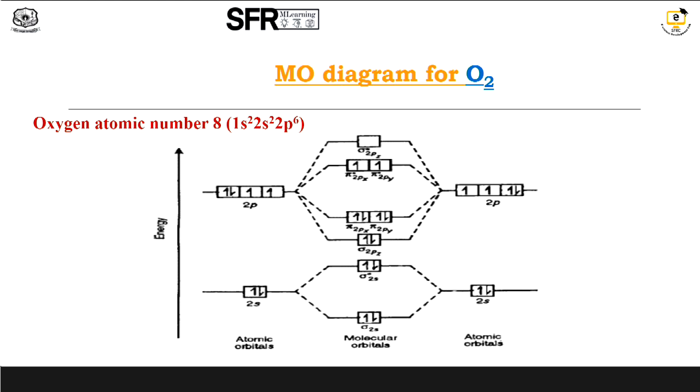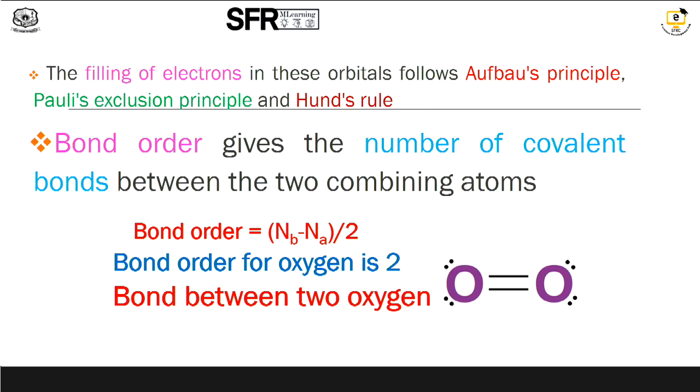So, totally here we have 8 electrons present in the bonding molecular orbital. The remaining 6 electrons are filled in the anti-bonding molecular orbital. By applying the formula, we get the bond order as 2. Hence the bond between the two oxygen atoms in the O2 molecule is 2, and it is represented in the diagram as O double bond O, one sigma bond and one pi bond.